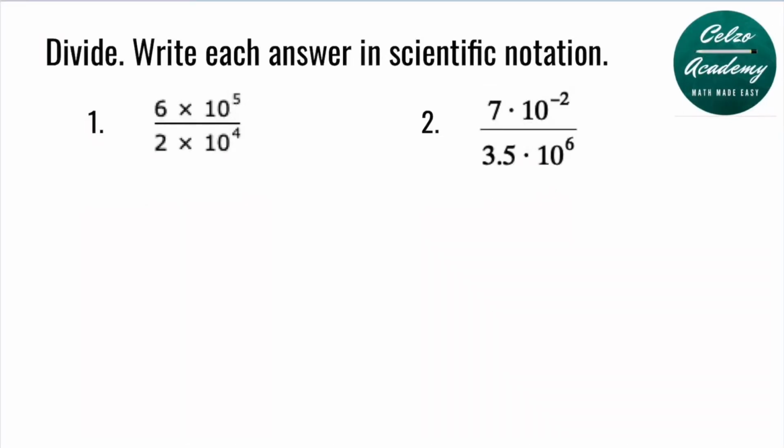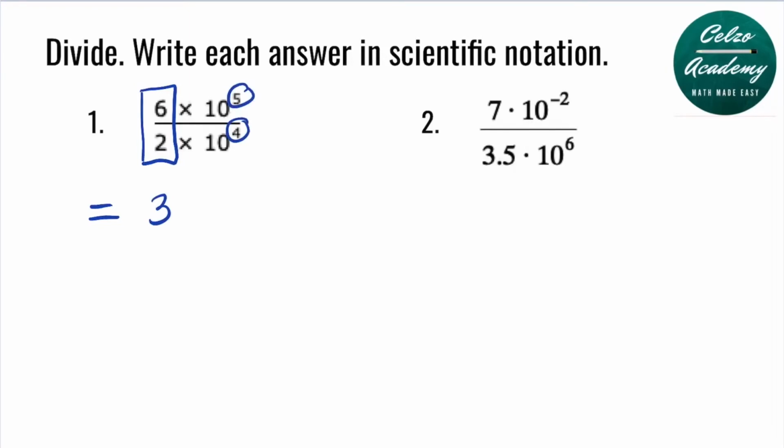Question number 1. 6 times 10 to the 5th power, all over 2 times 10 to the 4th power. In dividing scientific notation, the first thing that we need to do is divide the a value, 6 divided by 2, and that is 3. Now what do we need to do with the powers 5 and 4?